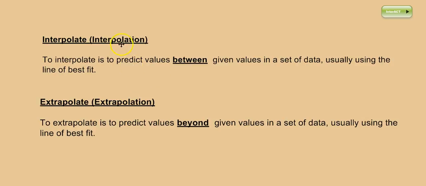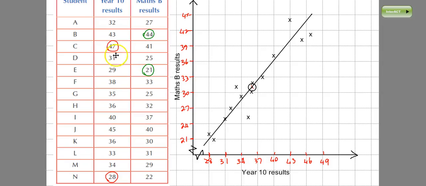So the 2 words that you need to be able to know about are interpolate or interpolation, and extrapolate or extrapolation. Interpolate means to predict values between given values in a set of data, usually using the line of best fit. So what do we mean by in between given values? Let's go back to our graph here. We don't have every single value from 28 to 47. For example, we've got a 29, we don't have a 30.